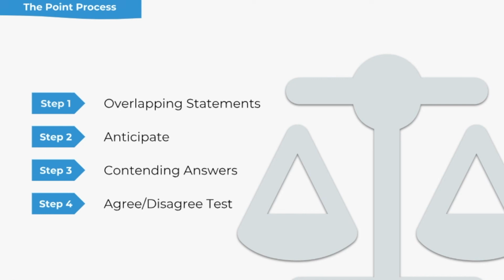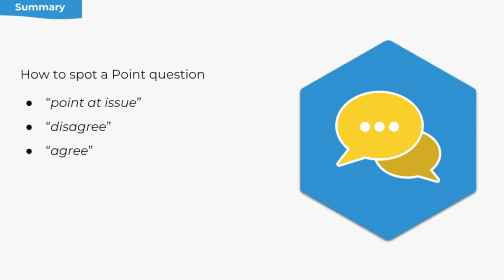Right? The answer needs to be yes to both on questions that are asking for what they disagree with each other about. If you're on an agree question, you can just simply twist this and make it an agree test, meaning both of them need to agree with this claim. If either one of them doesn't, it's not the point of agreement. The way you spot a point question is with the language within the question stem. You're looking for point at issue, disagree, or agree.